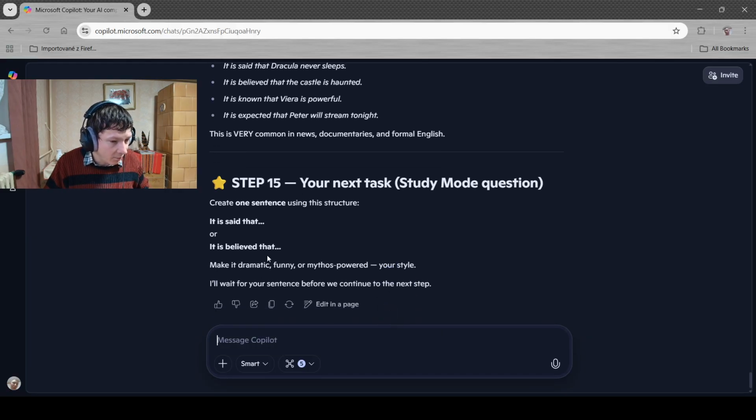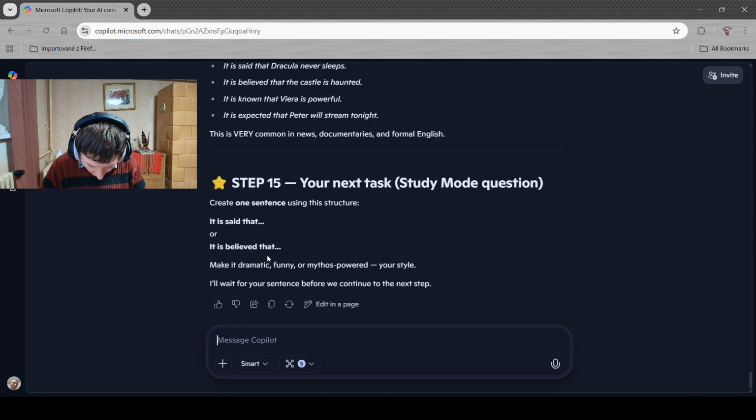Step 15, your next task, study mode question. Create one sentence using this structure. It is said that, or it is believed that. Make it dramatic, funny, or mythos-powered, your style. I'll wait for your sentence before we continue to the next step.